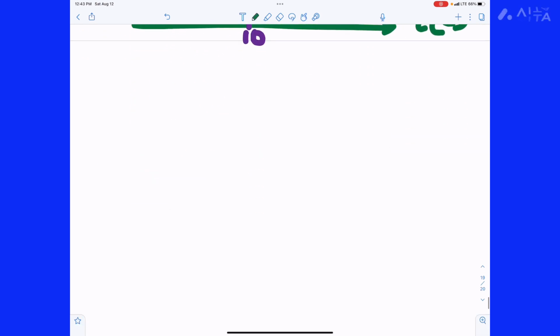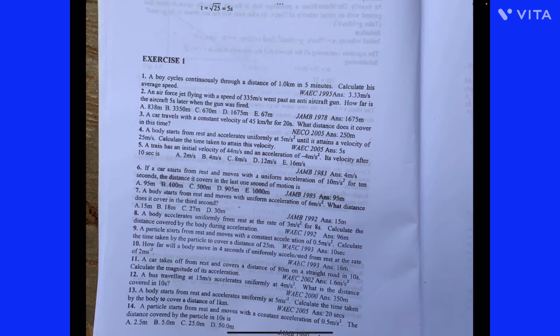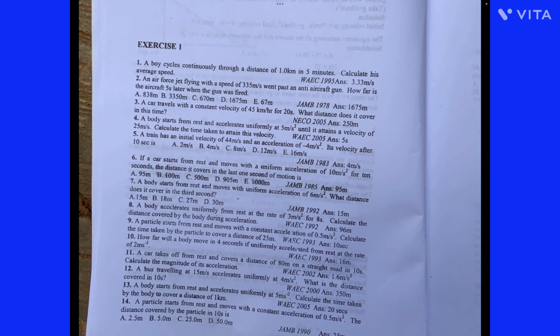Let's go to question 5. Question 6 now. Let's go to question 6. If a car starts from rest and moves with a uniform acceleration of 10 meters per second squared for 10 seconds, the distance it covers in the last 1 second is what?